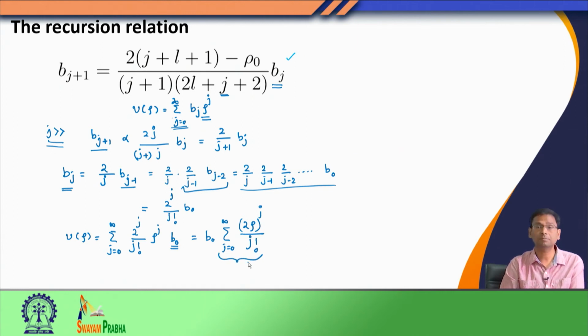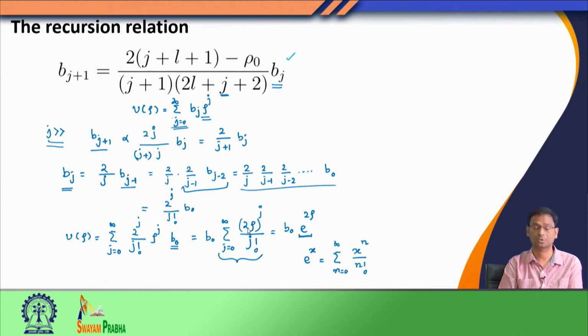When you look at this term, you would see, from what we know, that we can write e to the power x as an infinite series, the sum of x to the power n divided by n factorial. When you look at this term, this would suggest that it is B0 into e to the power 2 rho, because I have x here as 2. Now, this is happening when I am going for a very large value of j.